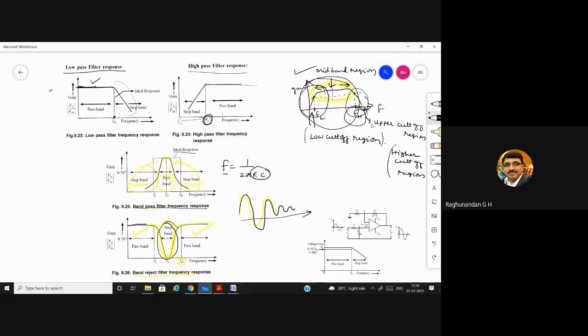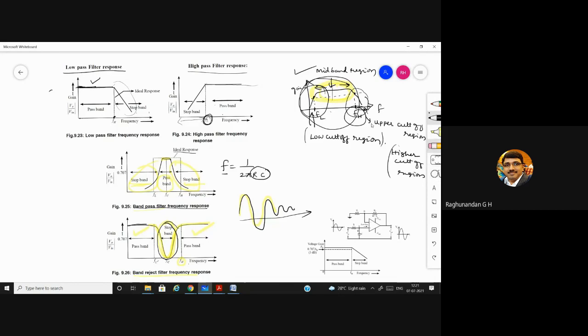So this is what we are going to do here. Some set of frequencies between FL to FH which we don't want to transmit, I don't want to transmit some set of frequencies, then I'll use a stop band filter. I want to transmit the midband frequencies, but I don't want to transmit lower frequencies or higher frequencies, then I'll go for a band pass filter. So these are the different frequency responses which we are having.